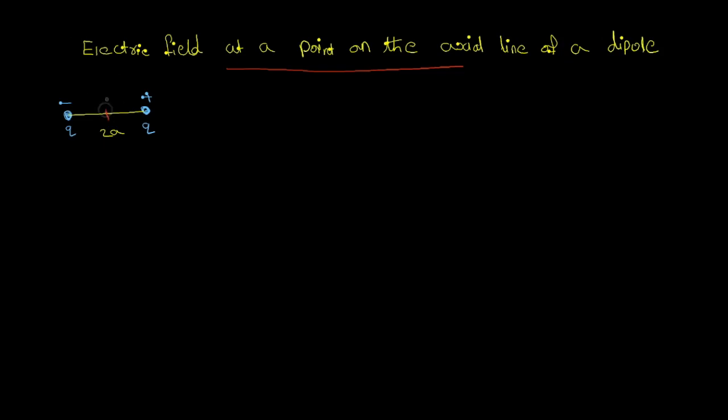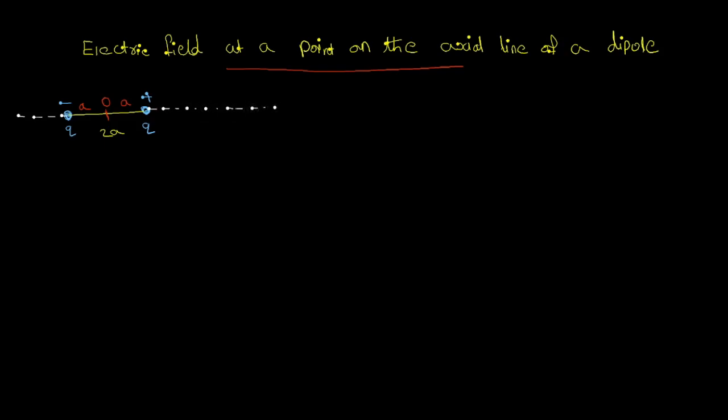And then the center point of this dipole is taken as O. The distance from O to the positive charge Q is a, and from O to the negative charge Q is also a. Then we consider the axial line of this dipole. The axial line of this dipole passes through like this. This is the axial line of the dipole.